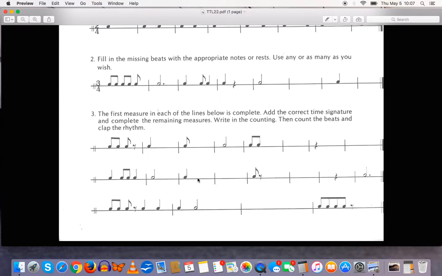Now figure out what you're missing in the other bars and fill it in with rests or notes. For example, here you have 2 beats. That's a half note. You have 1 beat of space to fill. So you do a quarter rest or a quarter note, or 2 eighth notes, or 2 eighth rests, or an eighth note and an eighth rest. You see all the possibilities here? I'm going to leave this one for you to figure out.